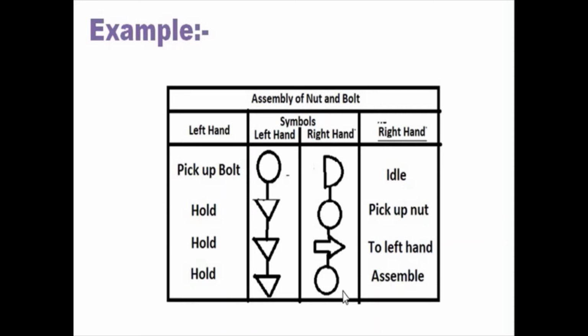This is shown by the activity of the right hand, but the left hand at that time is also in a hold condition. So this shows at what time which hand is in idle condition and how the activities are processed further. Okay, so this chart will help us synchronize both hands to get the operation done in the shortest possible time.